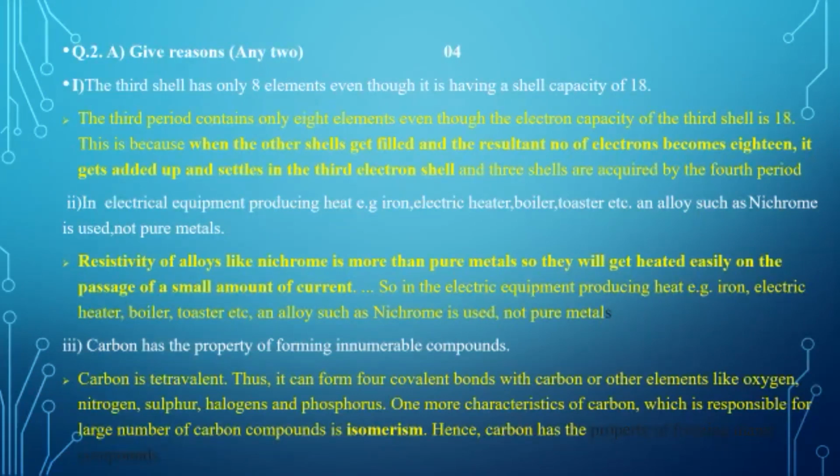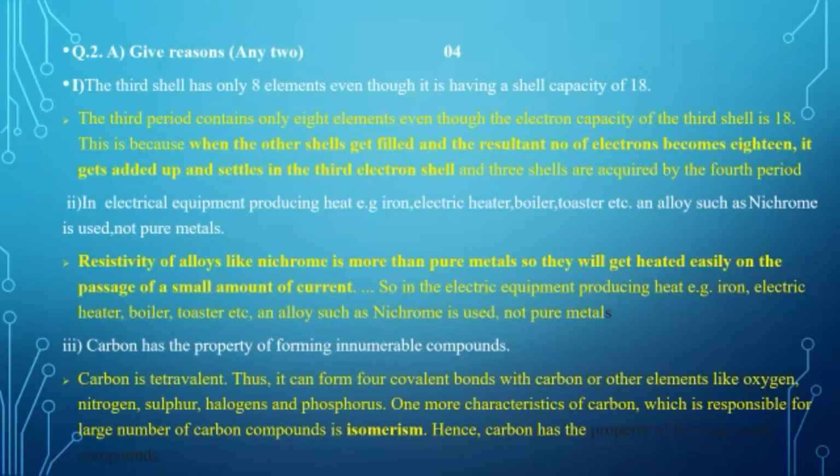It gets added up and settled into the third electron shell, and these third shells are acquired by the fourth period, so it will get to the fourth because it will get added up. So for that reason, students, only 8 electrons are there as it is having a capacity of 18. Now what is the second question?